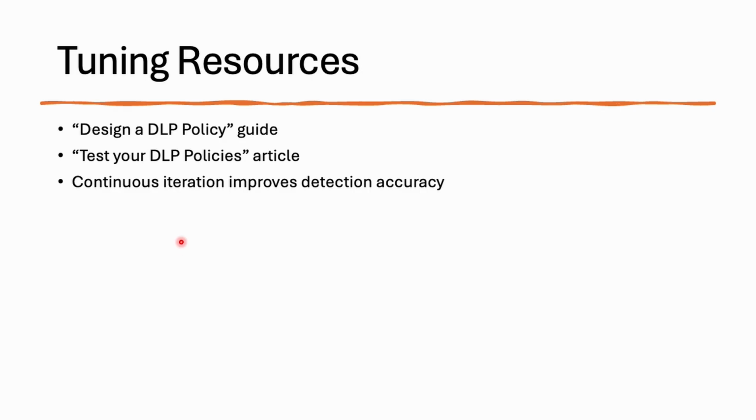So always design a DLP policy guide, test your DLP policy articles, and then continue iterating to improve detection accuracy. So as I said, it's a continuous process. So keep working on these points always.